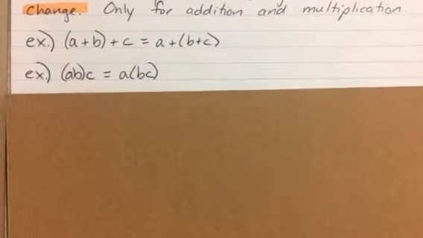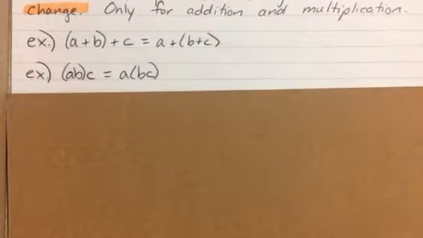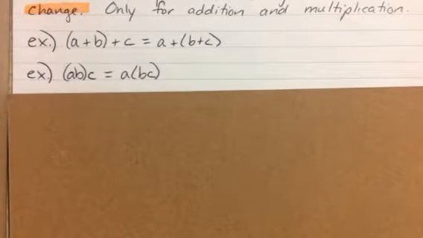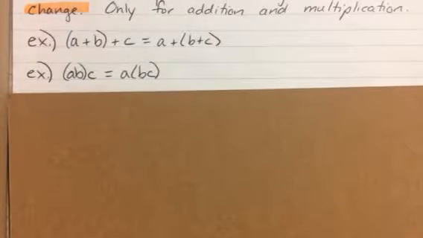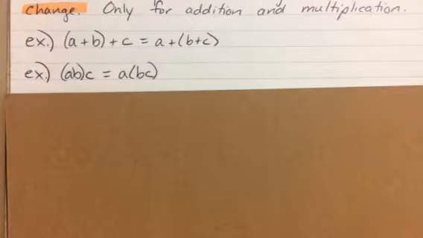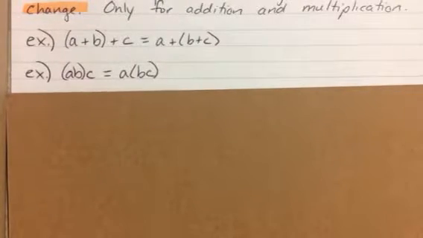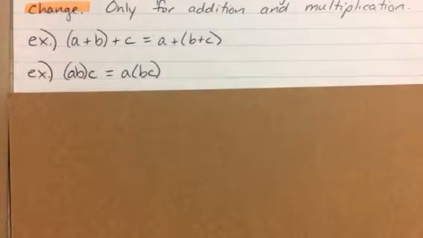This example would be, again, the associative property, but now for multiplication because we're multiplying everything. So again, I still have A, B, and C all in order from left to right, but on the left side I have A times B, on the right side I have B times C.